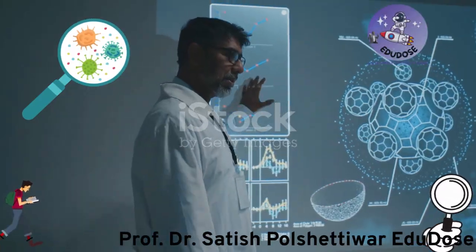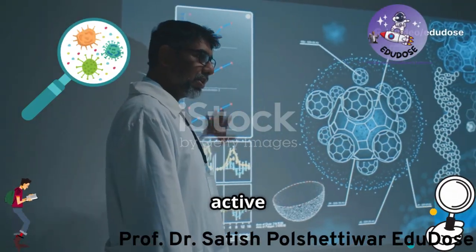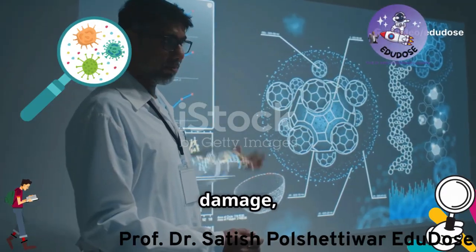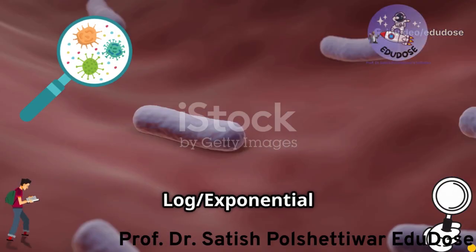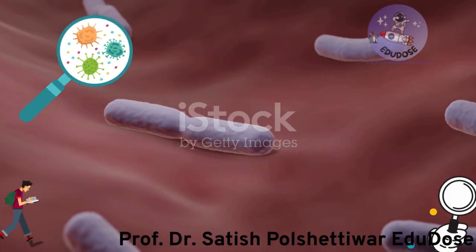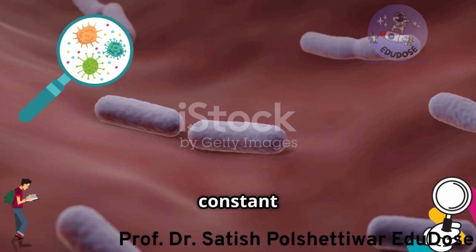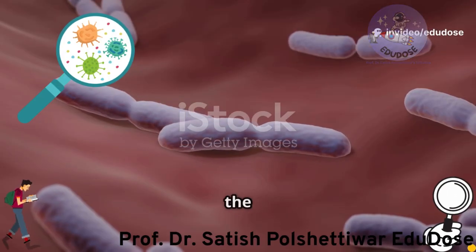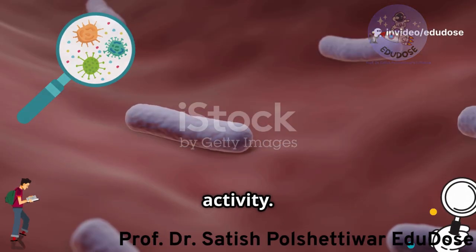Lag phase. Bacteria are metabolically active but not dividing. They're synthesizing enzymes, repairing cell damage, and preparing for growth. Log exponential phase. Here, the bacteria divide at a constant rate, doubling their population at regular intervals. This is the phase of maximum metabolic activity.